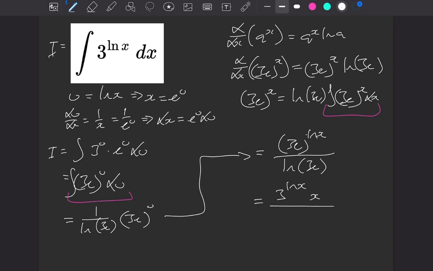And on the bottom then, we can separate that into two logs. We'll have the natural log of 3 plus the natural log of e, which is just 1. And the whole thing, we need to have a plus c as well. That should have come in over here.